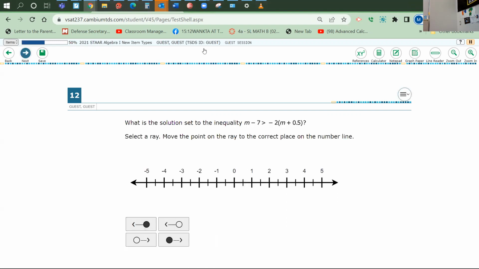Again, on this one, guys, I showed you in class. No, that's not this one. This is not the one I was talking about. I apologize. This was very similar to one we did before. You just have to solve for M. You have some distribution, do that and solve. So let's go back and look at this one.